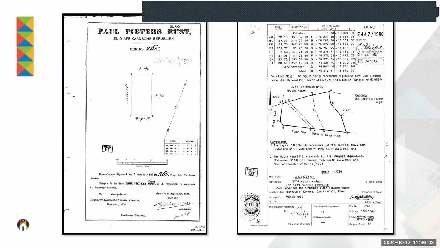On the right-hand side, you've got a more recent one. Coordinates being given, servitudes, as you can see there, indicated, the SG number, etc., all of that on there. And that gives you the correct dimensions, shape, restrictions, whatever it is on that property. And it will also show previous consolidations done on that property.